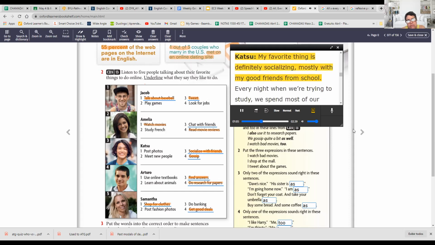Katsu. My favorite thing is definitely socializing, mostly with my good friends from school. Every night when we're trying to study, we spend most of our time on group chats. A lot of times we have chats so we can study together. But most of the time we just end up complaining about our classes or making weekend plans. We gossip quite a bit as well.